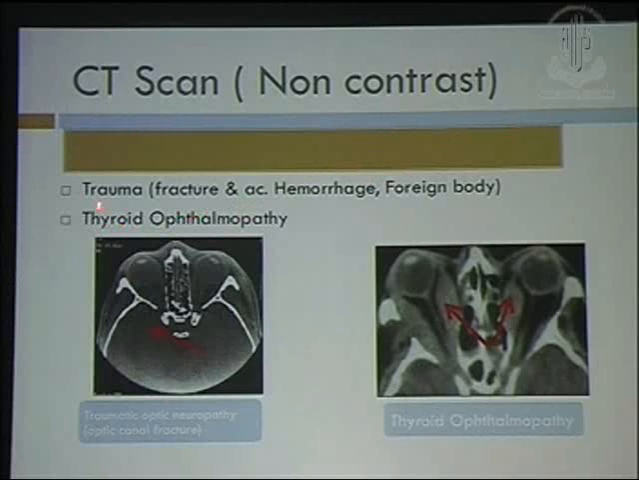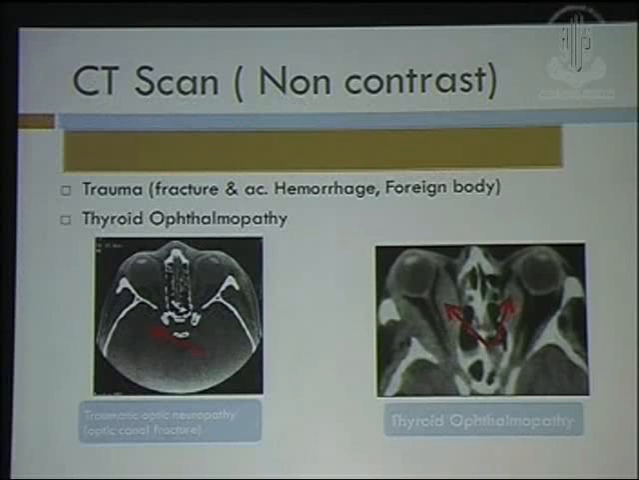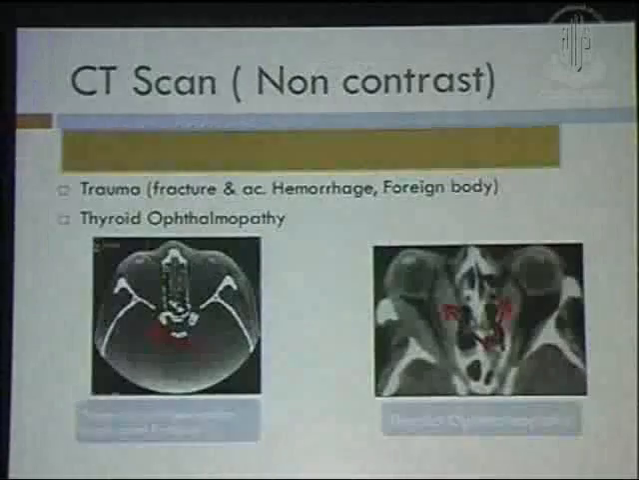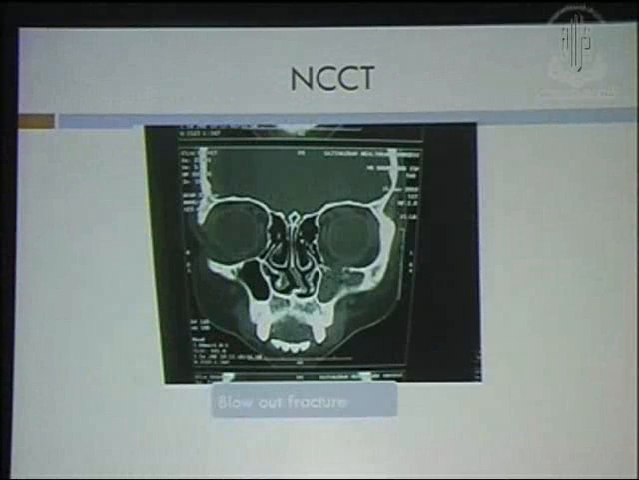As I have discussed, CT scan is best for fractures, acute hemorrhage, and foreign body, and in thyroid ophthalmopathy. In these conditions, you can do away with a non-contrast CT. So, if a patient comes to you after a trauma, you don't have to order a contrast enhanced CT. You can directly go for a non-contrast CT scan in such conditions. This shows a fracture of the optic canal, and this picture shows the muscle bellies are thickened in a thyroid ophthalmopathy. This is again a trauma patient which shows an inferior orbital floor fracture with all the orbital tissues protruding into the maxillary sinus.